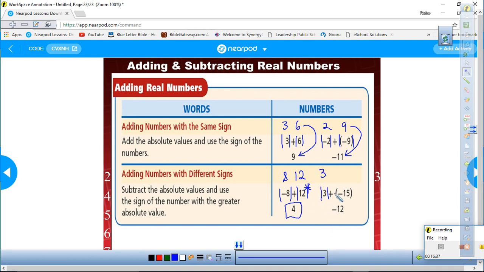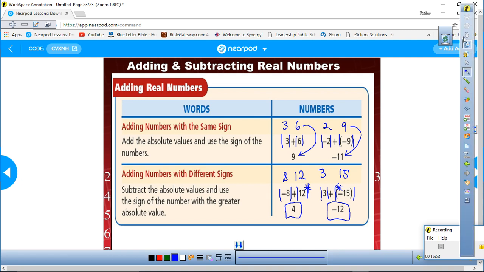Absolute value of 3 is 3. Absolute value of negative 15 is 15. They're not the same sign, so I'll subtract 15 minus 3, that's 12. And the greatest absolute value was a negative, so this is negative 12. And that's how you use the absolute value. Are we there so far?